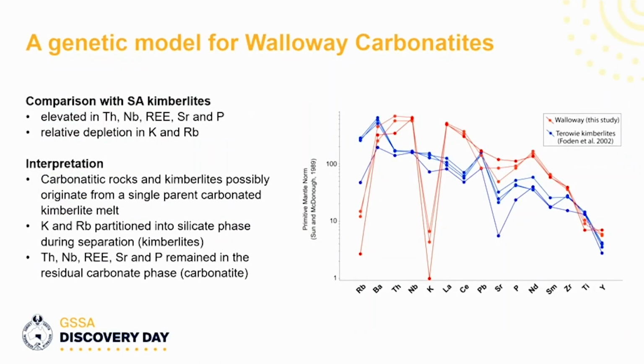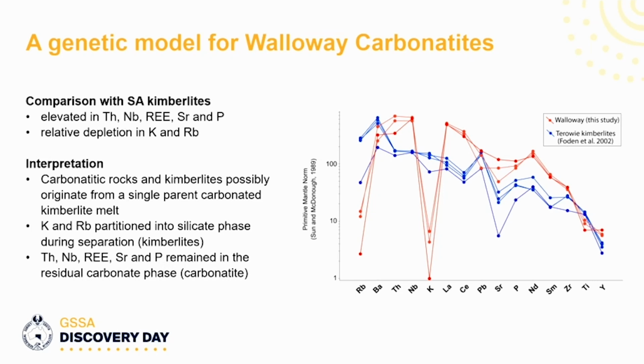And this hypothesis tends to get a bit of traction when you look at the geochemistry from the Walloway dikes and compare that to some of the other kimberlites in South Australia. The samples from Walloway, shown in red, have broadly similar geochemical trends to the other South Australian kimberlites. However, they are elevated in thorium, niobium, rare earths, strontium and phosphorus. This is pretty characteristic of carbonatites and what you would expect. But they're relatively depleted in potassium and rubidium, and that's very uncharacteristic of a carbonatite.